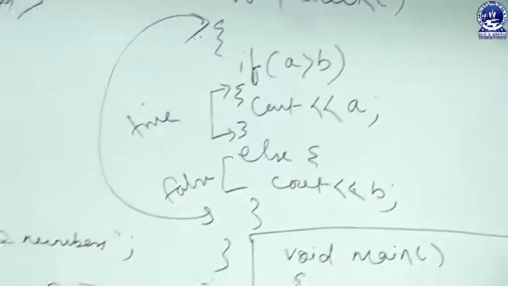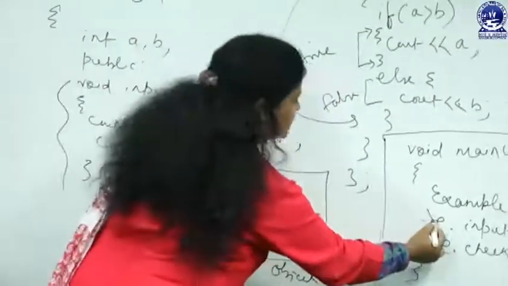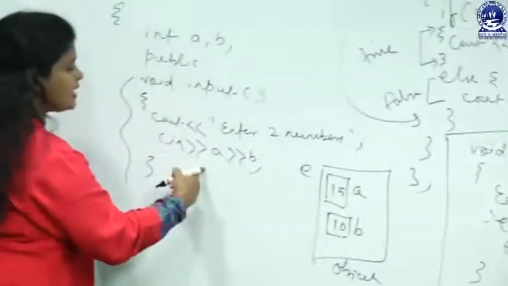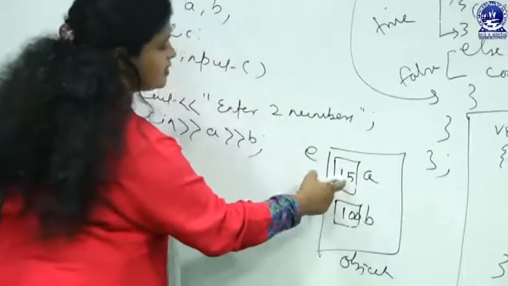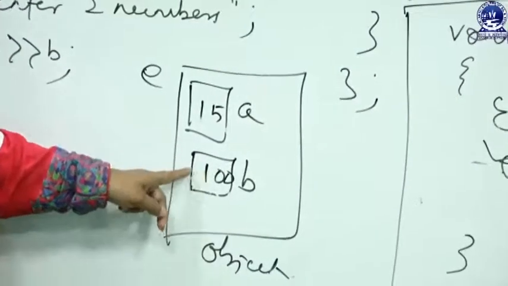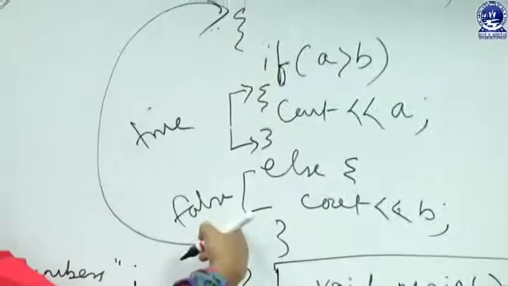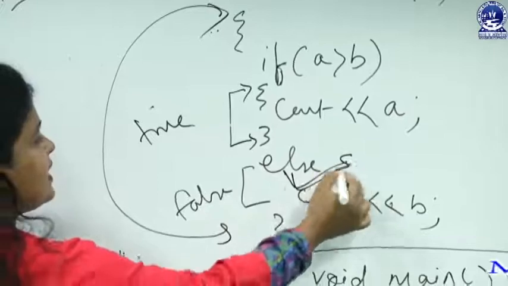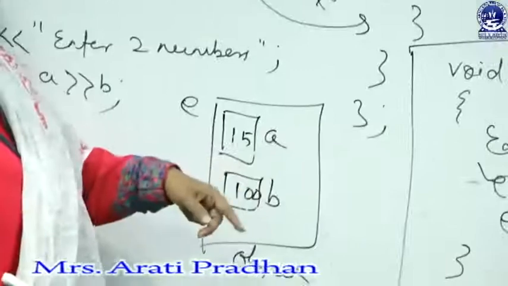Now I am changing the values here. When you are executing E dot input, this part will be executed, and let you have entered a equal to 15 and b equal to 100. In this case when you execute E dot check, the else portion will be executed because a is not greater than b. The a value is 15 and the b value is 100, that is why this part will be executed. I hope you have understood this one.